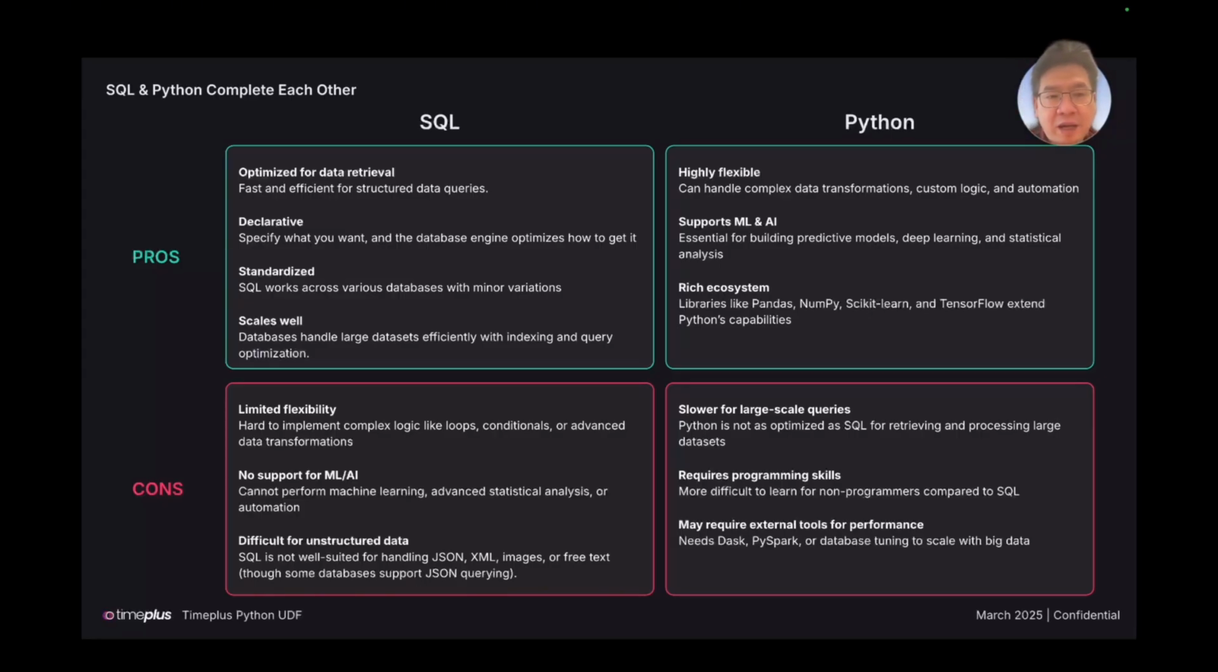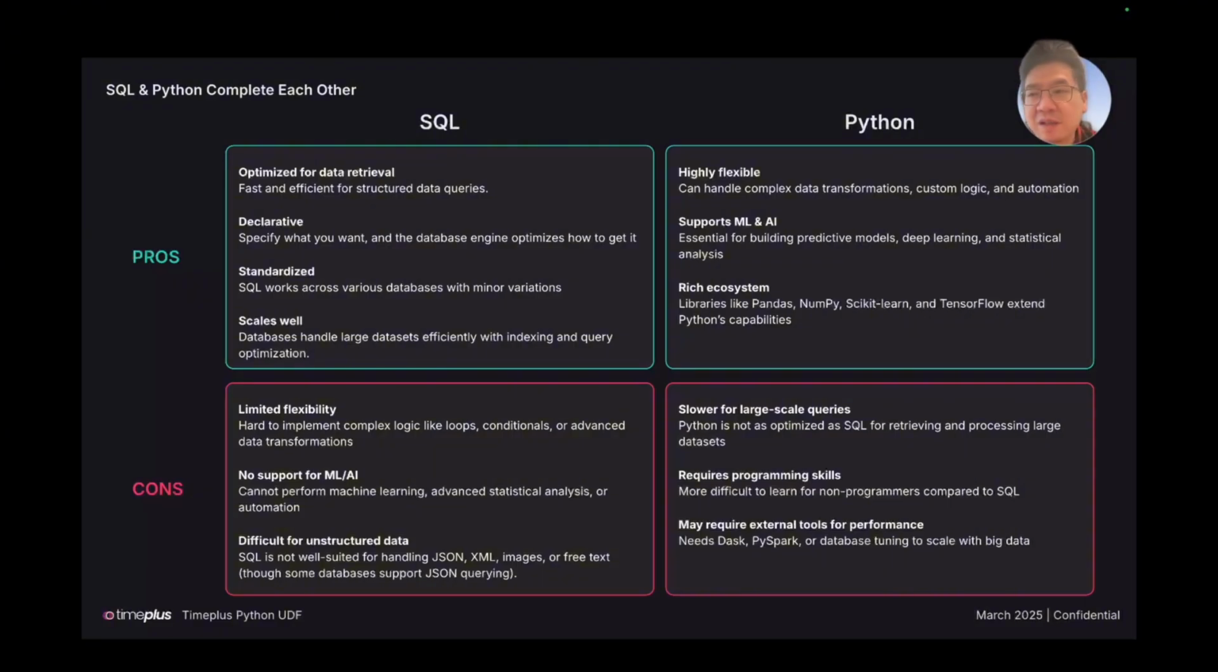And then let's talk about Python. Python is very flexible because you just write code, and there are a lot of community tools like pandas and NumPy that can help with complex data transformations, and you can write your own loops or conditional logic. Especially, Python is the language for machine learning and AI.